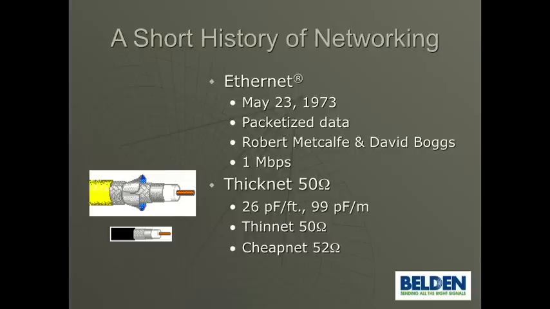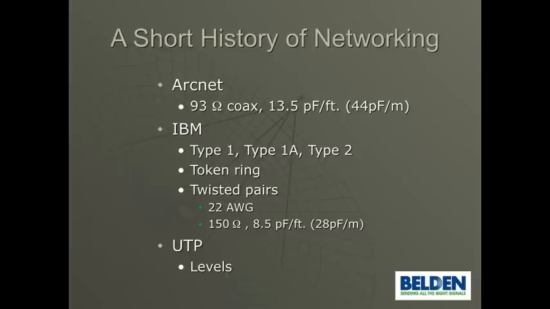Yeah. With vampire taps, we actually mark on the thick net cable where you put the vampire tap and you screw it down, and it pushes the thing through to the center conductor to make the contact, if you can believe that. And then you have drop cables, which are the smaller stuff, the thin net. And then people found out, hey, you can use any 50 ohm coax for this. So they started having cheap net and then crap net, and they all kind of worked, some better than others, and pretty much like the twisted pairs today. And then there's all these variations, ARCNET and things like that.